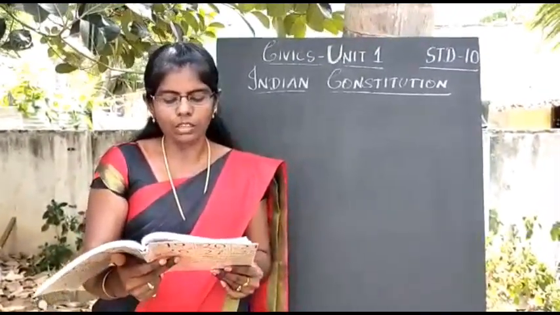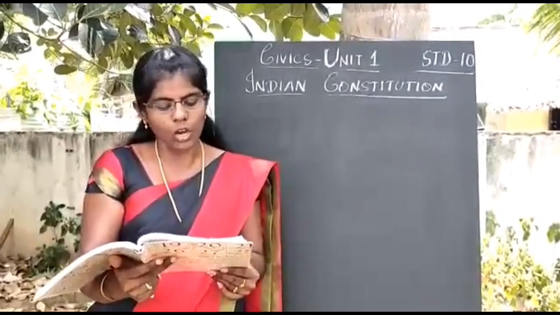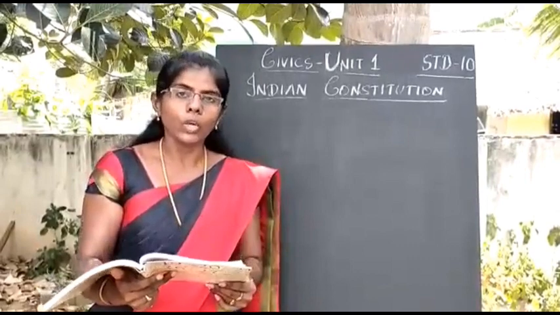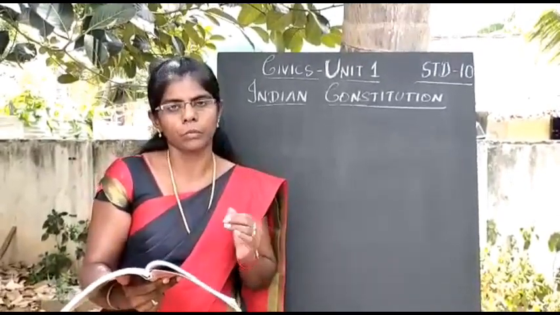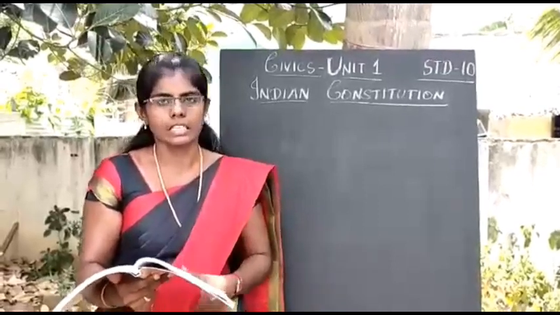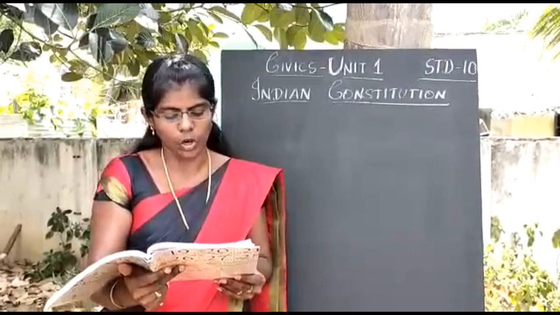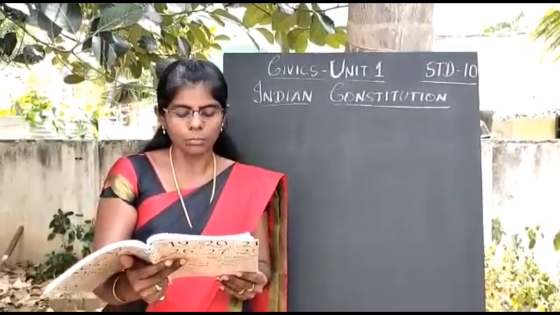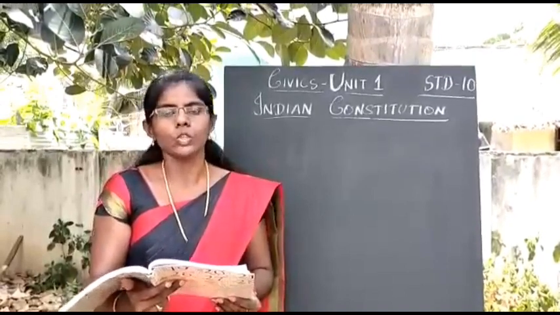It is particularly concerned with the distribution of powers between the various organs of the government, at the union as well as the state level. So we have the union and the states, and here also we can see the various organs of the government. The last point is that the concept of a constitution first originated from the US.